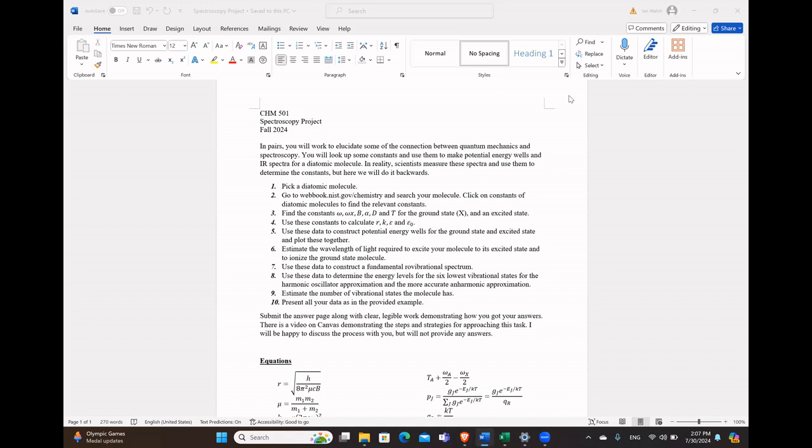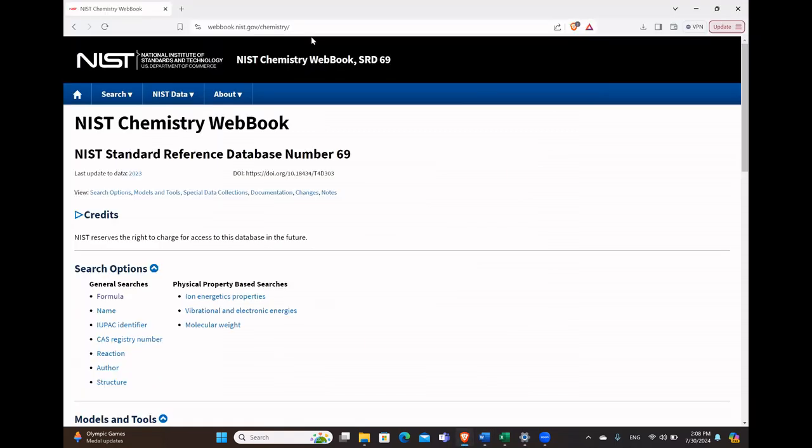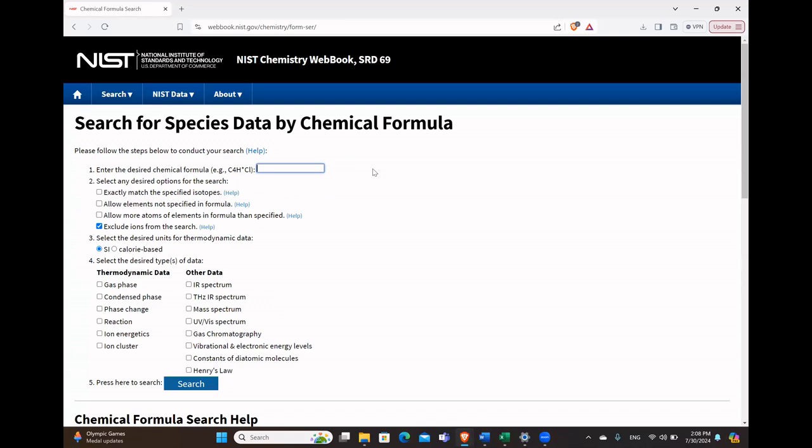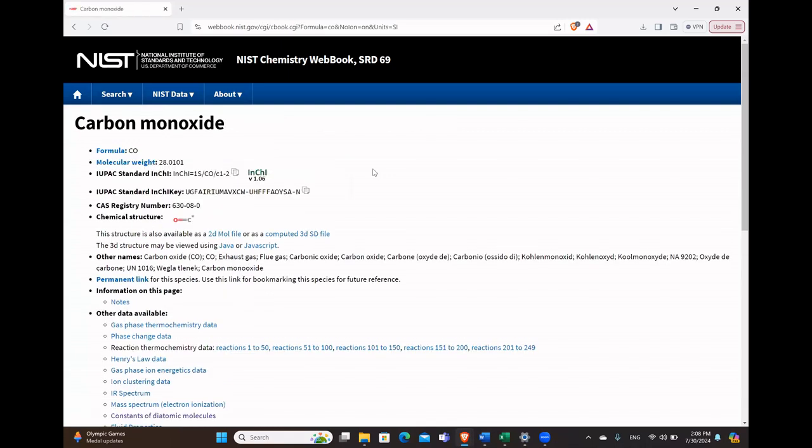All right, to start the project, you have to pick a diatomic molecule, and you can choose any diatomic molecule for which you can find constants. I'm going to pick carbon monoxide, so that's, I guess, one that's off the list here. So you can go to this NIST webbook, and what you can do is search, and you can either search by name or you can search by formula. So I'm going to search by formula. I want to do carbon monoxide. I'll search CO, and it brings up carbon monoxide.